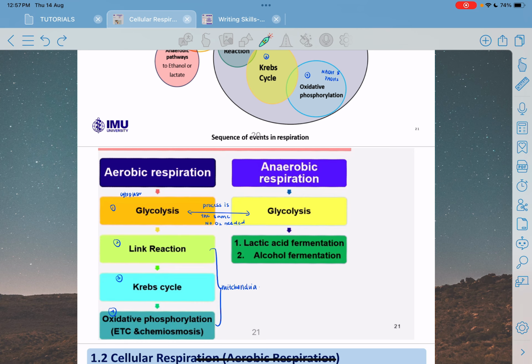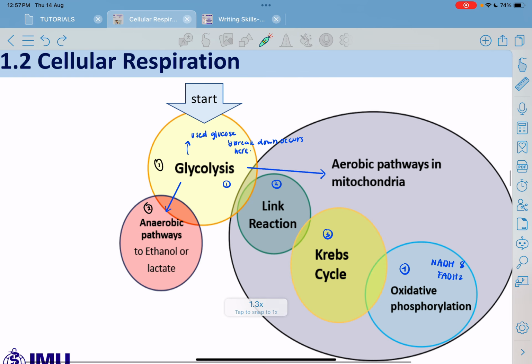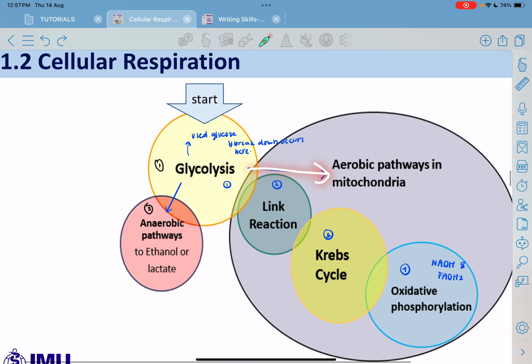And then glycolysis, actually, this one cannot skip. Glycolysis happens in every living cell. So after glycolysis, only then it will see whether if there is oxygen, it will go to aerobic. If there is no oxygen, it goes to anaerobic. Anaerobic is very easy, because it's only a little, either ethanol or lactate. Aerobic, we have link reaction, we have Krebs cycle, we have oxidative phosphorylation.